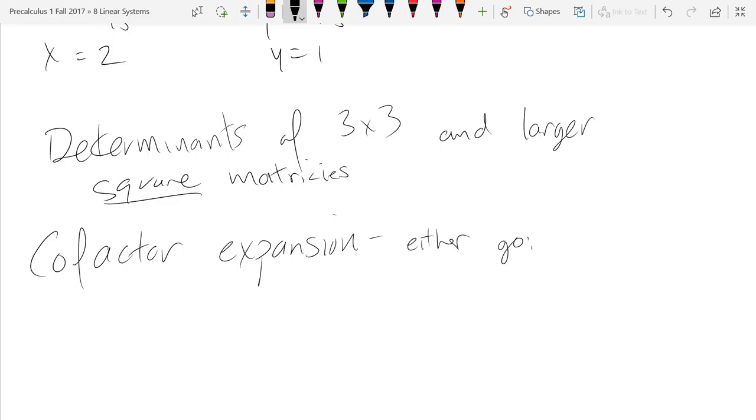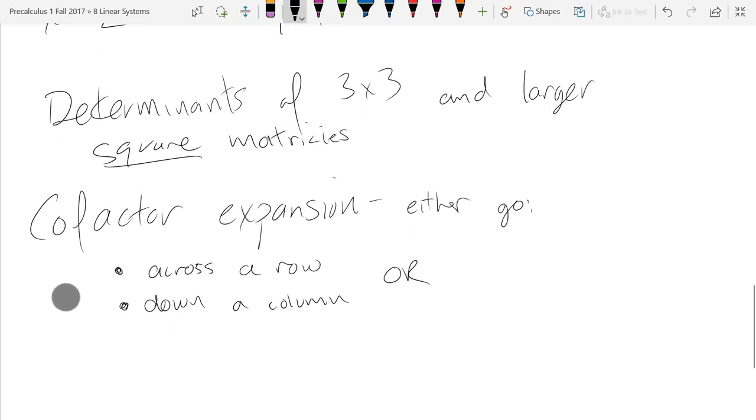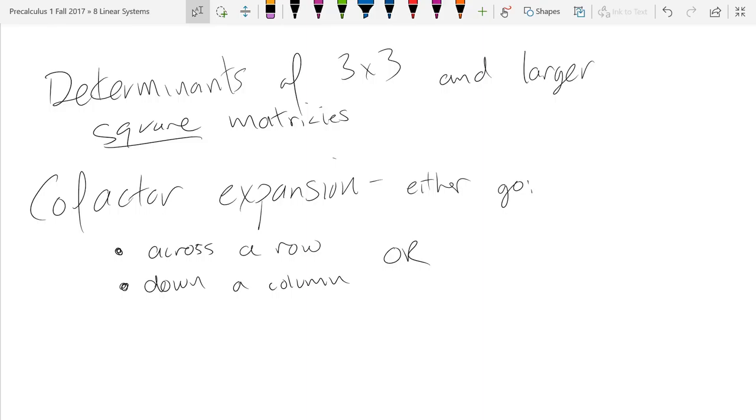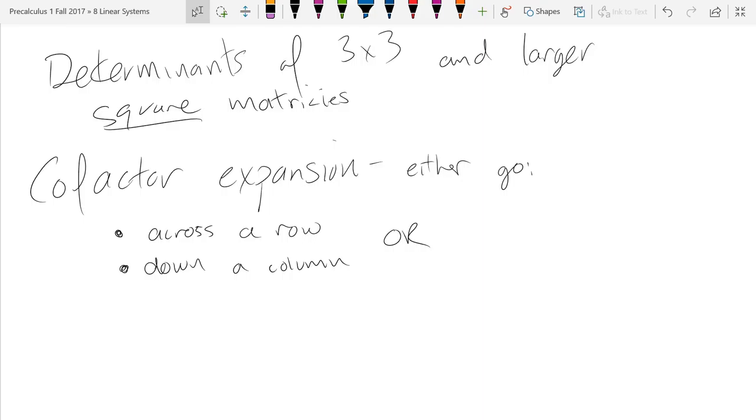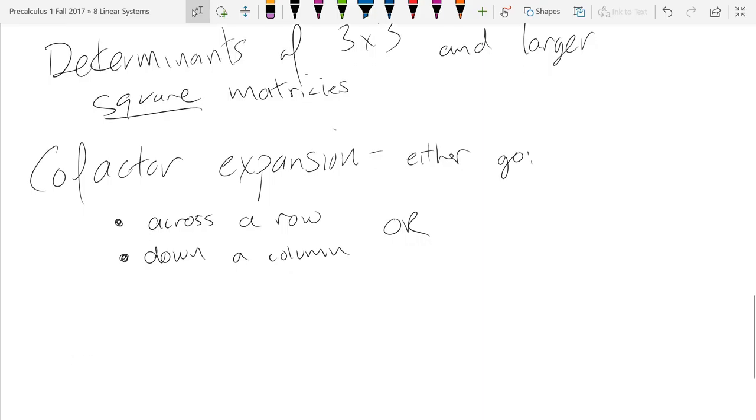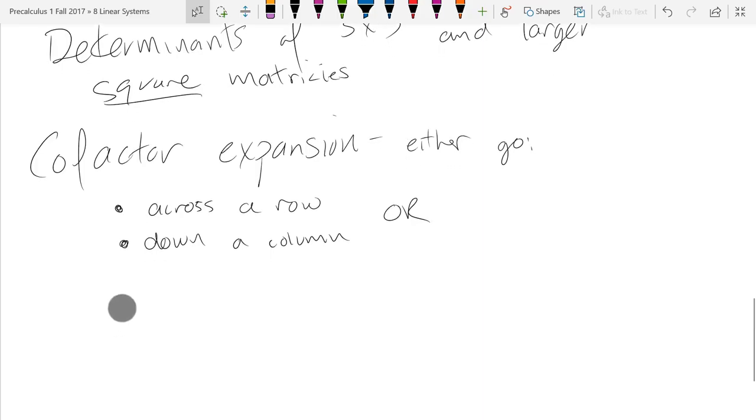So we're either going to go across a row or down a column, depending on where the zeros are in the matrix. If there are no zeros, it doesn't really matter which you do, but if there are zeros, I'll show you how to minimize your computations by choosing a best row or column to expand across.